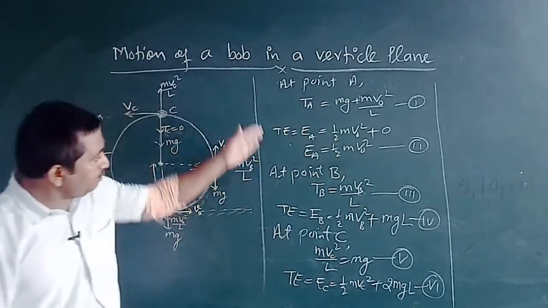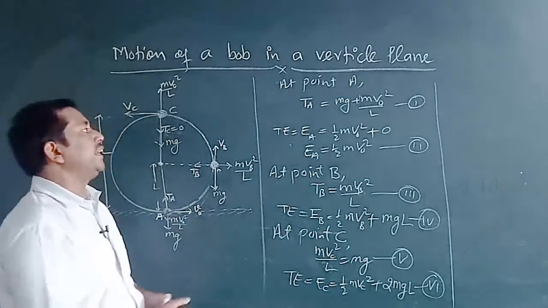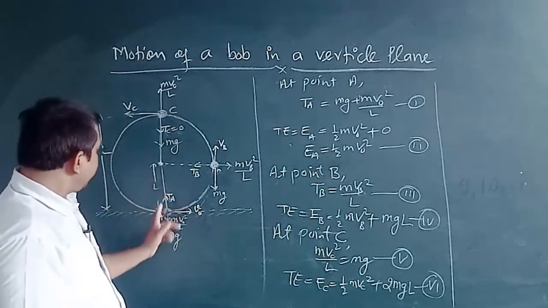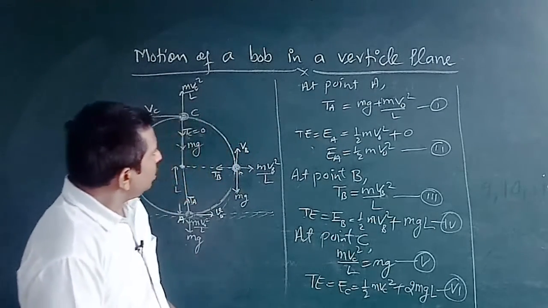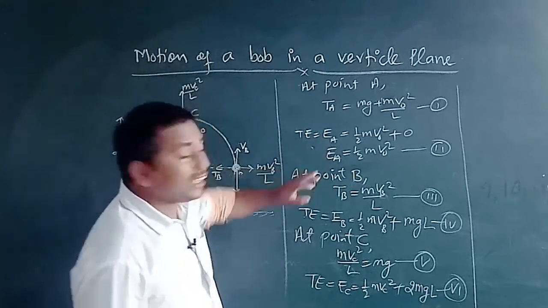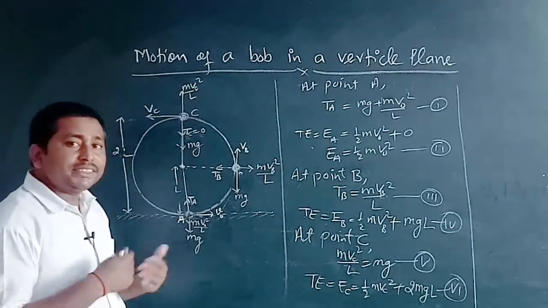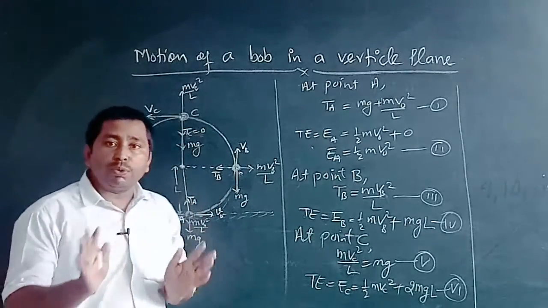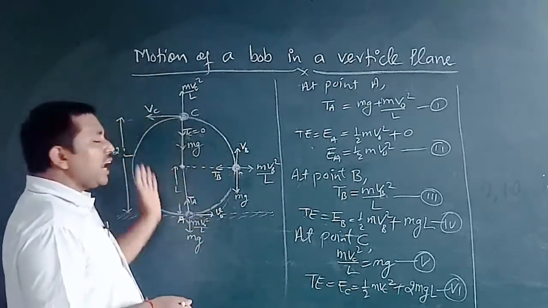Now, if we combine all these equations, then we can easily obtain the formulas for V0, VB and VC, and also for TA, TB and TC. So let us start our calculation. According to conservation of energy, because work is done on the bob by a conservative force, that is the gravitational force, the total energy of the bob is always conserved.